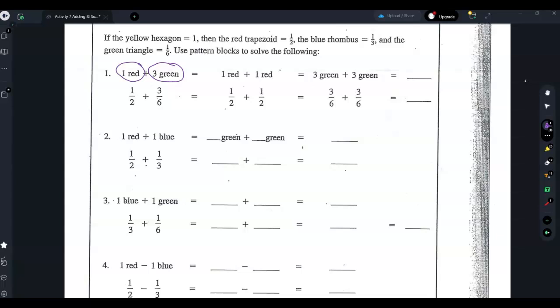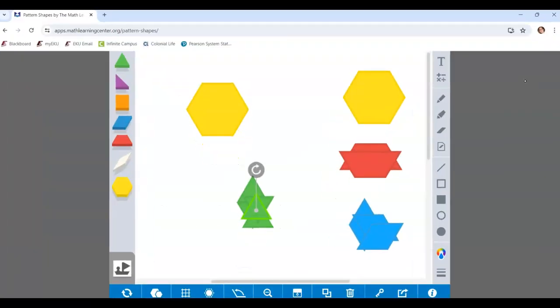On this one, I think you could probably arrive at the answer without it, but that's just for this problem. If I take one red and three green and add those together, but position them just right, you can see that they take up the same space as one whole hexagon. So you can see the answer here is 1, but that really just works on this problem. So what I would do is trade these out.